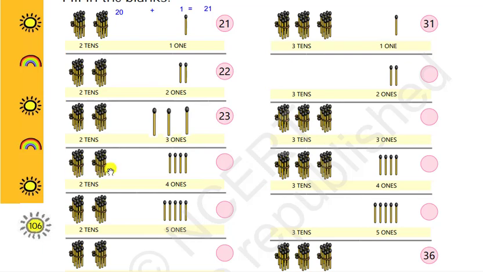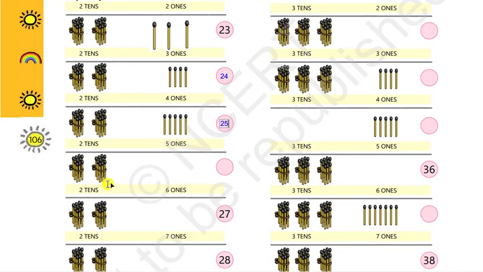Similarly, this is 2 tens and 4 ones. So this will be 24. Okay. The next, here it is 2 tens and 5 ones. So what will be next? It will be 25.